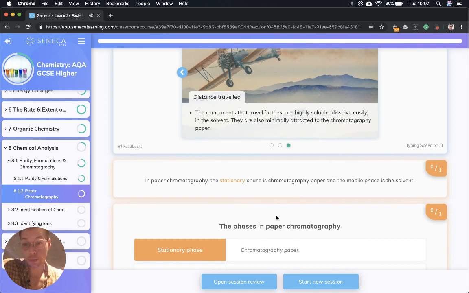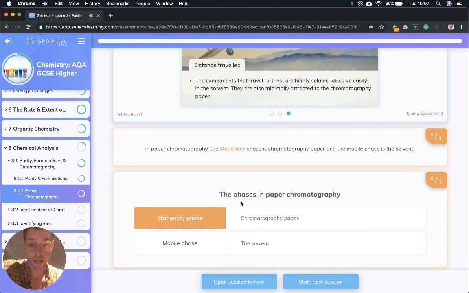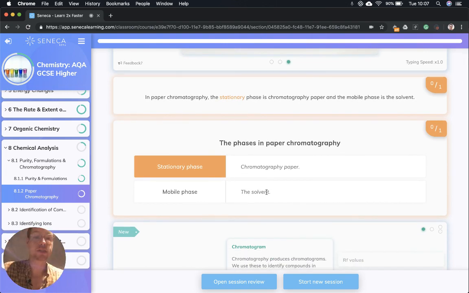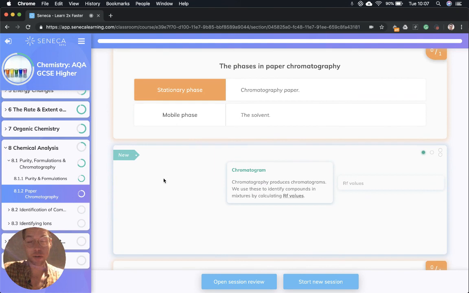So let's do a quick review. In paper chromatography, which phase is the chromatography paper and which is the solvent? So the stationary phase is the chromatography paper and the mobile phase is the solvent, okay? So just to review that one more time, the stationary phase is the chromatography paper and the mobile phase is the solvent. Okay, now we've got a few more definitions to get over, so let's go over some more.